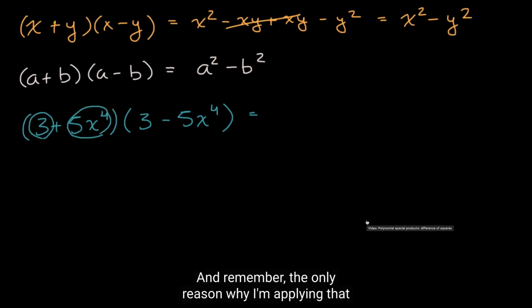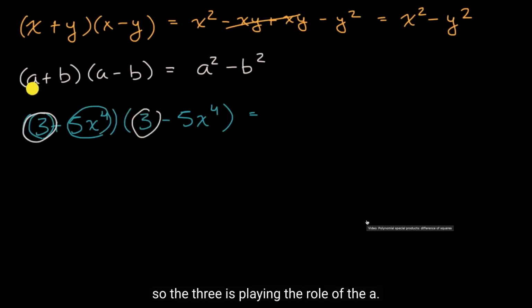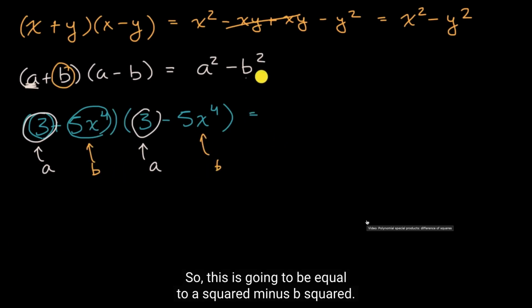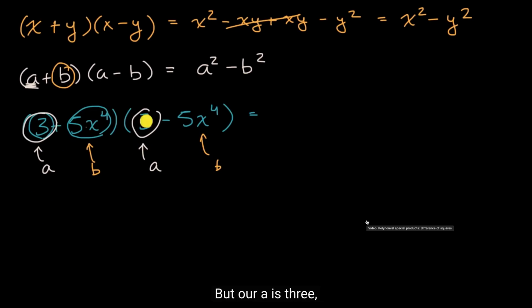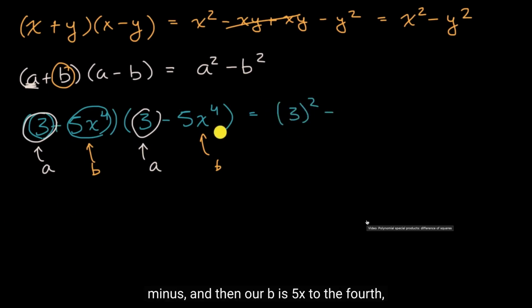And remember, the only reason I'm applying that is I have a 3 right over here and here. So the 3 is playing the role of the a. So let me write that down. That is our a. And then the role of the b is being played by 5x to the 4th. So that is our b right over there. So this is going to be equal to a squared minus b squared, but our a is 3. So it's going to be equal to 3 squared minus, and then our b is 5x to the 4th, so minus 5x to the 4th squared.